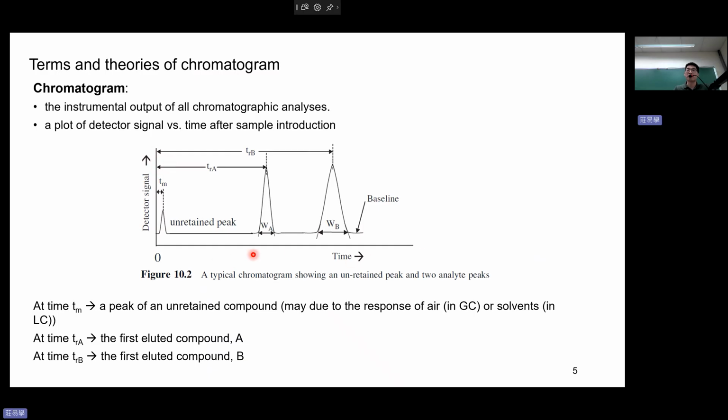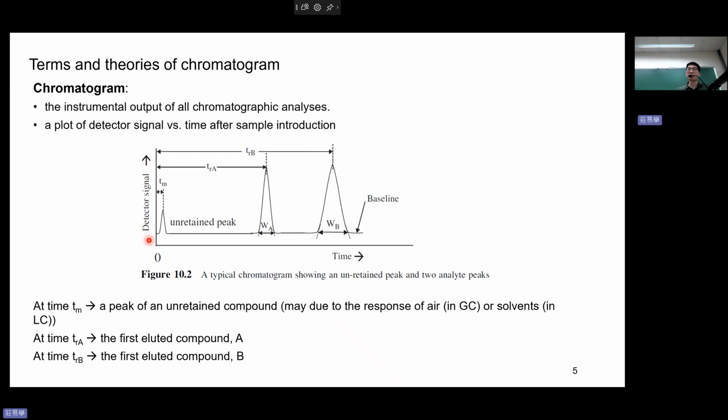So in this plot, the x-axis is the time, and the y-axis is the signal generated from your instruments. Later on, I will introduce different detectors, so the mechanism for generating a signal would be different from machine to machine. But overall speaking, the x-axis is the time.